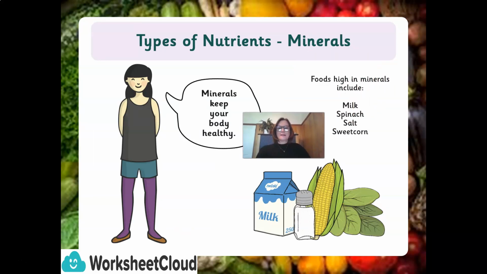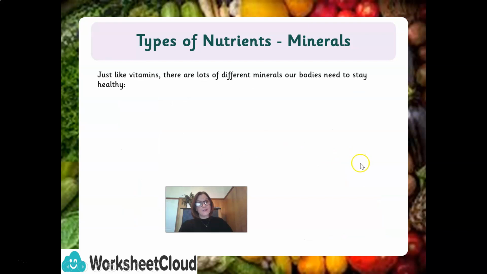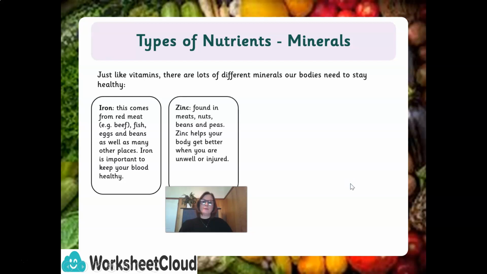Let's take a look at minerals. Now, minerals also keep your body healthy. Foods high in minerals include milk, spinach, salt, and sweet corn. Just like vitamins, there are lots of different minerals our bodies need to stay healthy. Iron comes from red meat like beef, fish, eggs, and beans, as well as many other places. Iron is important to keep your blood healthy.